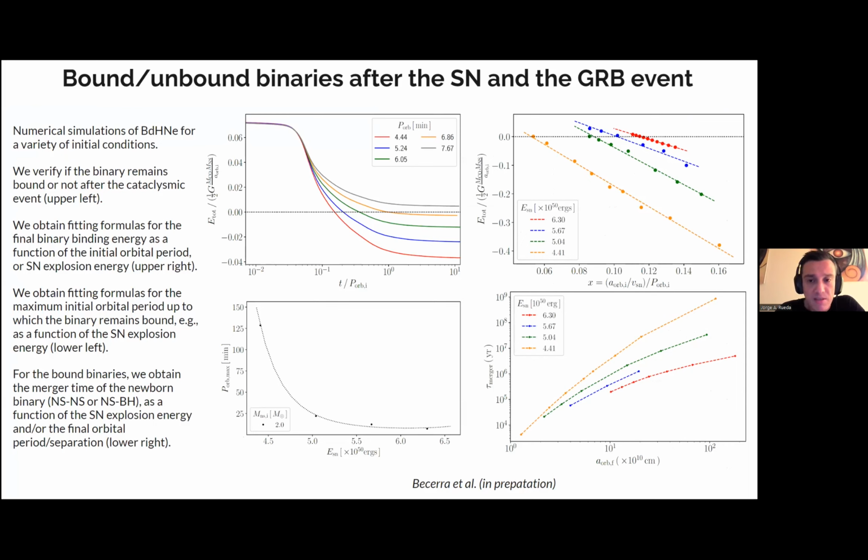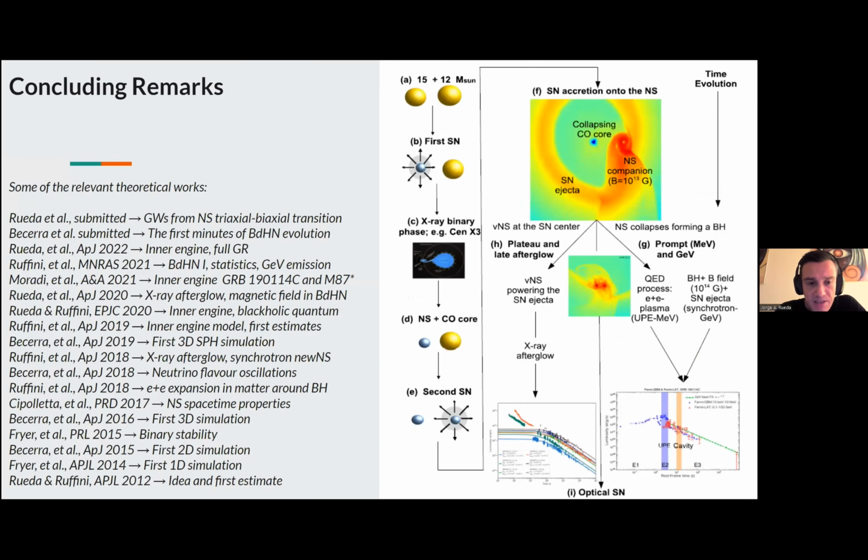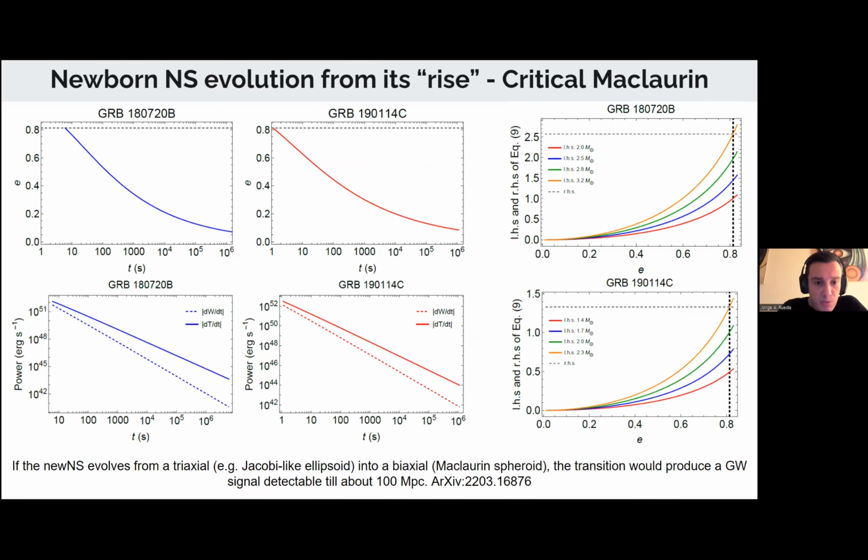Laura showed this yesterday. We are analyzing the binaries that get bound and the binaries that get unbound, and making some analytic formulas for their analysis: merger time, final binding energy, maximum orbital period, and these kinds of things. And then this has outcomes in gravitational waves, the possible gravitational wave emission.